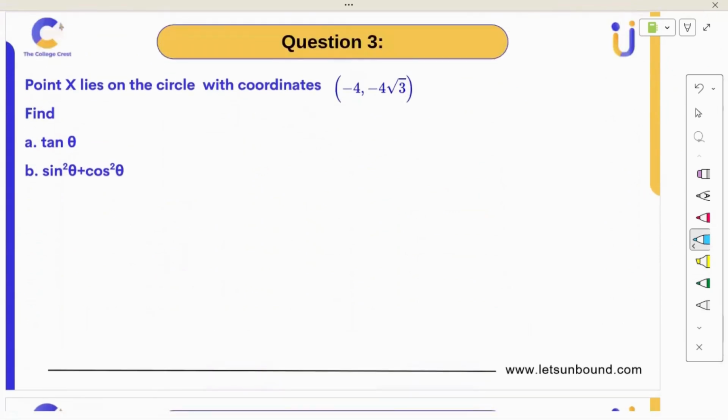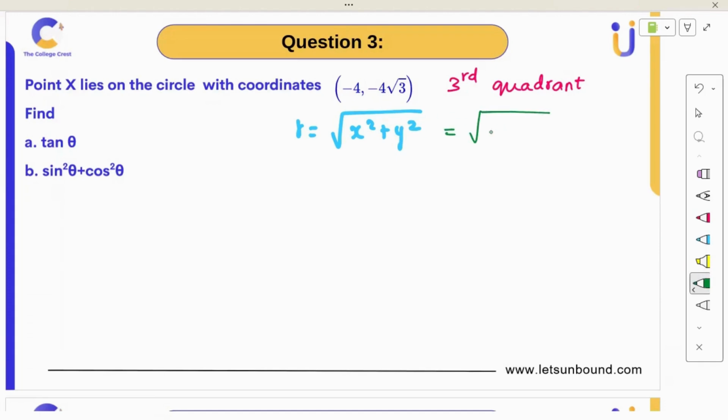Point X lies on the circle with coordinates -4, -4 root 3. Find tan theta and sin square theta plus cos square theta. So which quadrant is it in? The third quadrant. Right. And I can clearly see that it's not a unit circle, so let me find the radius first. Radius is the square root of x square plus y square. You can directly use this. And this is equal to -4 square is 16, 16 times 3 is 48. So you got 64. Very simple calculation. It's 8. So your radius is 8.